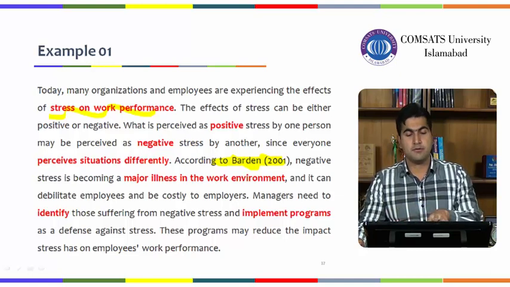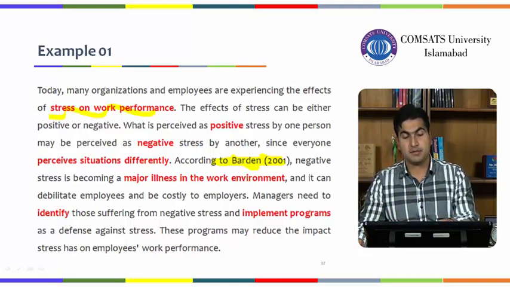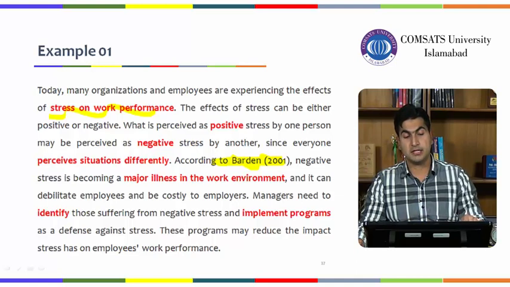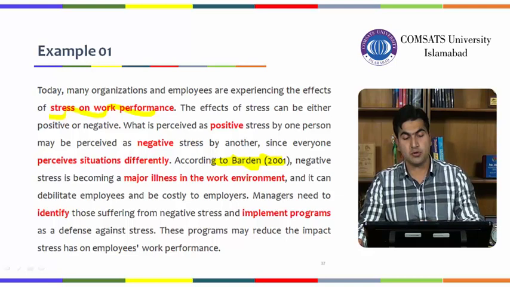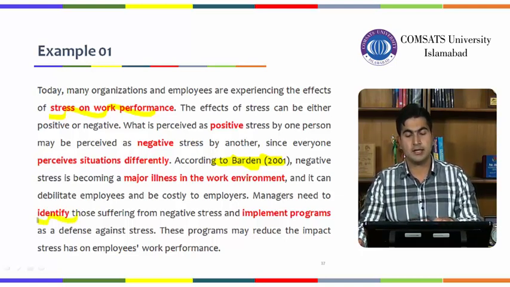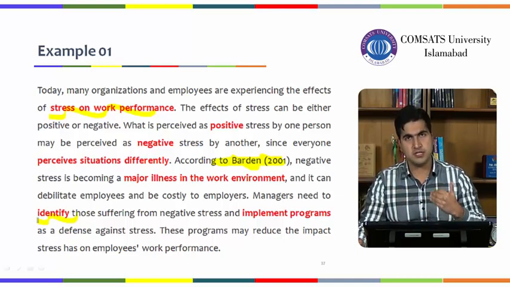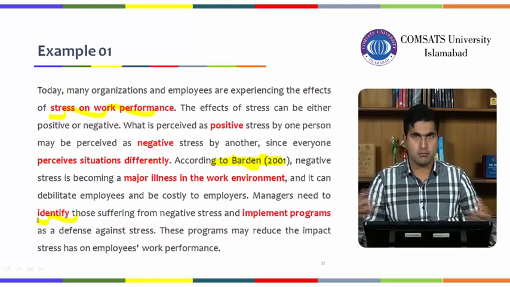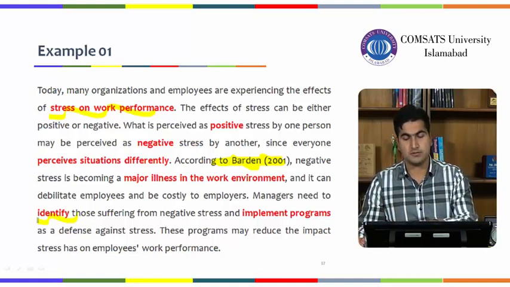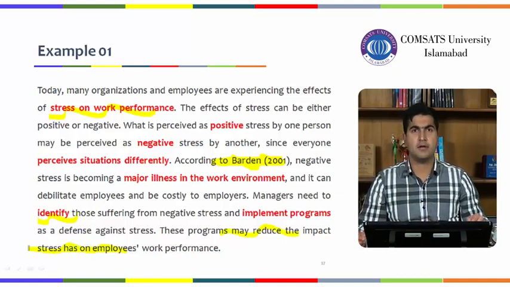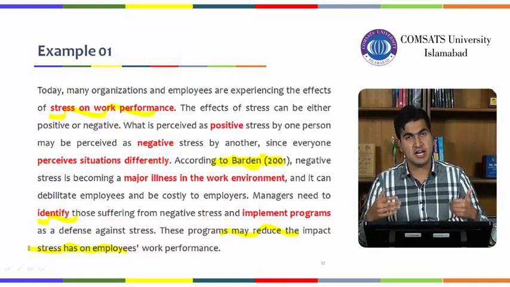If you look into the example, negative stress is becoming a major illness in the work environment, and it can debilitate employees and be costly to employers. Managers need to identify those suffering and implement programs which could deal with them. So that's how you state everything, setting up the background in detail so that the readers know what's coming ahead. We'll talk about the objectives, then the basic focus. So these programs may reduce stress. This is the likely outcome or anticipated answer, the way you give a hint of it.